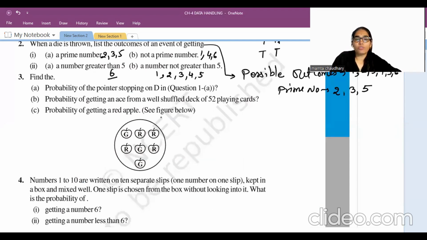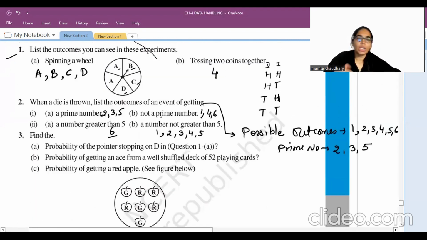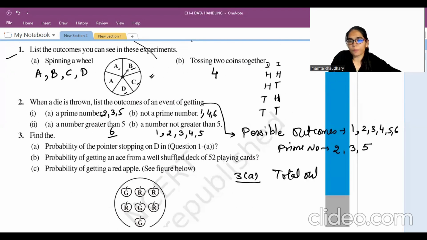Find the probability of the pointer stopping on D in question 1A. In this question you need to find the probability of the pointer stopping on D. So how will we find it? First of all, we will write the total outcomes. Now, total outcomes: how many parts has it made? 1, 2, 3, 4, 5. It has made 5 parts.